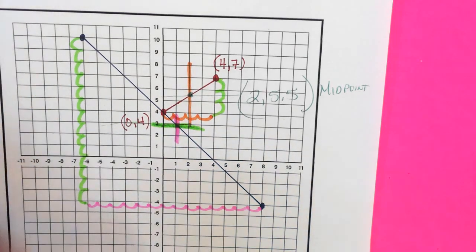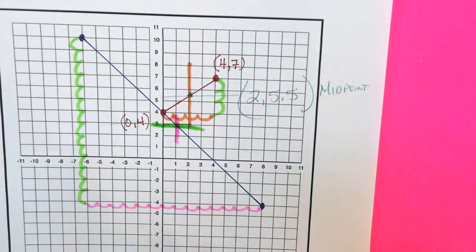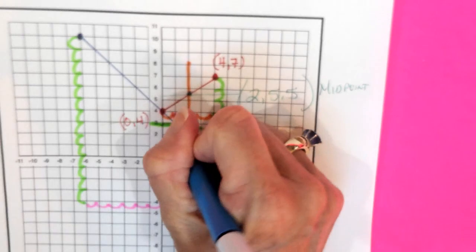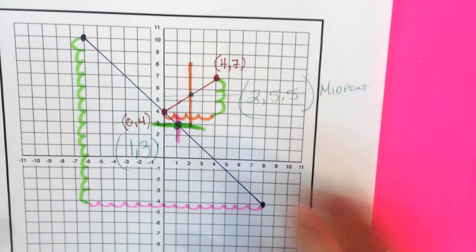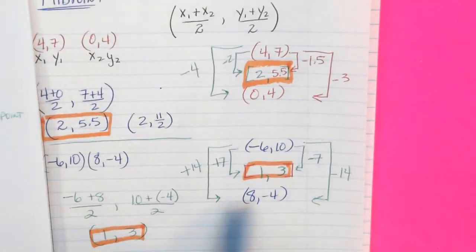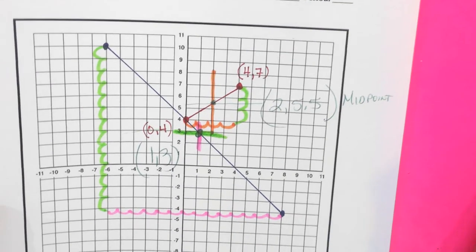And where the green and the pink met are the coordinates of the midpoint of our blue line, and that looks like it's 1, 3 for the midpoint, which is exactly what we got right here. There's 3 ways to find midpoint.